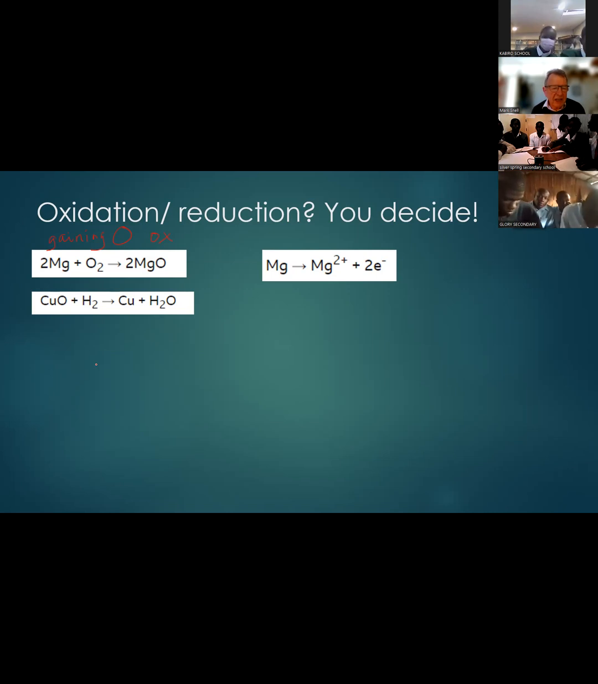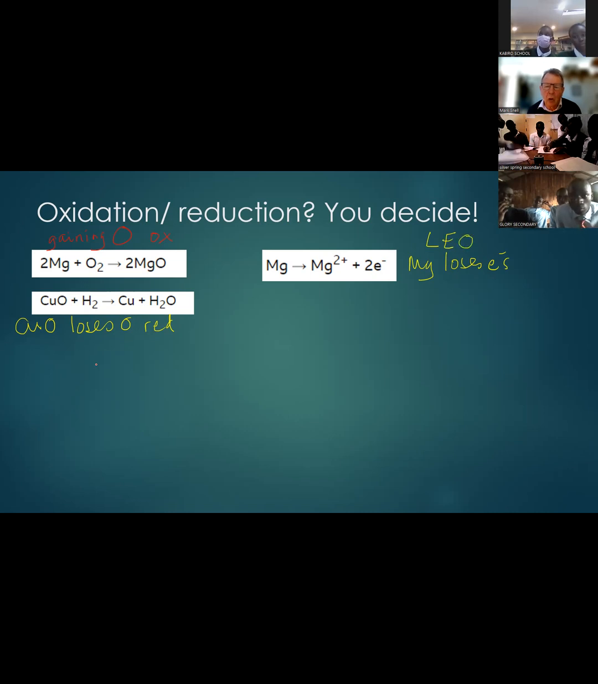Right. The second one, CuO loses O. So that's reduction. But if you look at what is happening to the hydrogen, it gains oxygen, so it is being oxidized. This here, the Mg loses electrons. Well, losing electrons is oxidation, or oxidation involves loss. So that must be oxidation.